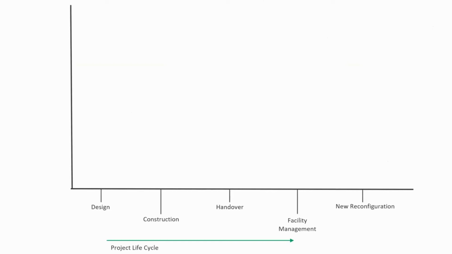Now, let's take a look at how these standards are affected. This graph shows the following trends when it comes to handling data during the building lifecycle. On the X plane, we have our lifecycle broken down into phases, design straight to reconfiguration. And on the Y plane, we have the growth of data. Right here is where the project starts.